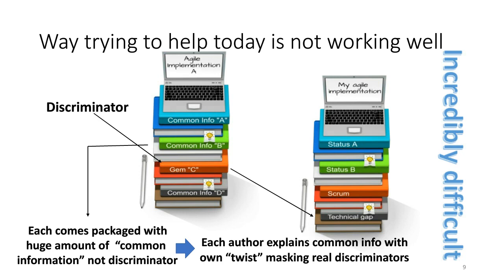And the reason this is difficult is because each implementation comes packaged with an incredible amount of common information that is not a discriminator. But each author seems compelled to explain this information with their own twist, trying to make their version of this common information a discriminator. And they actually do the reverse of what they're trying to do, because they end up masking the true discriminators of their approach.